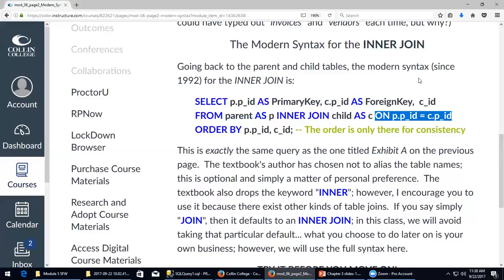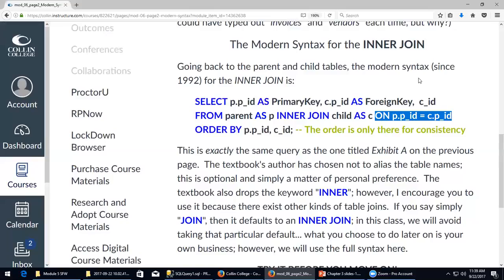Okay, the textbook will also do something that I don't teach, and so I'm going to tell you not to do it. The textbook sometimes drops the word inner, and sometimes people will do that. They will just say join instead of inner join. Because if you drop the word inner, the only thing that could have come before the word join would have been inner. So it will always work.